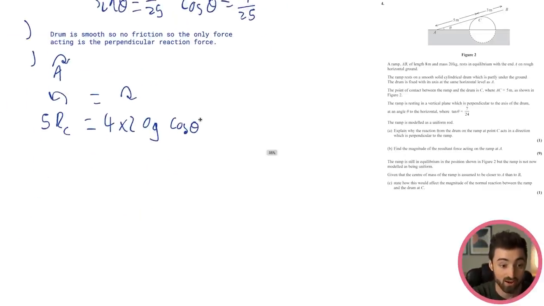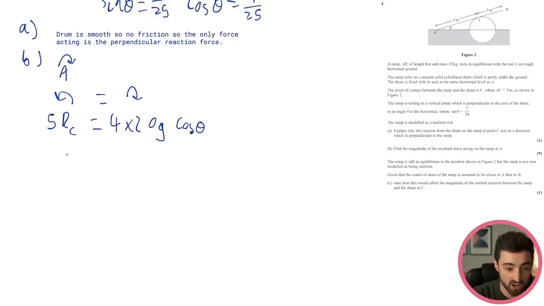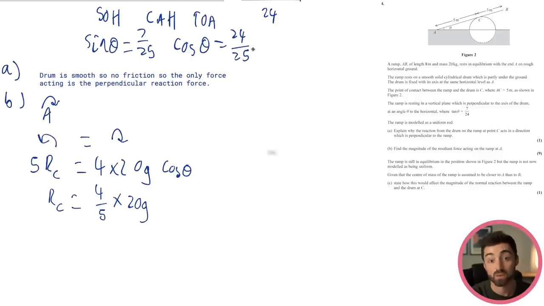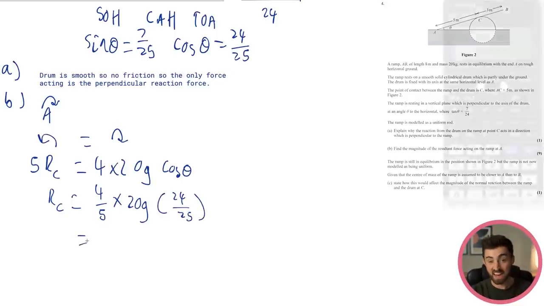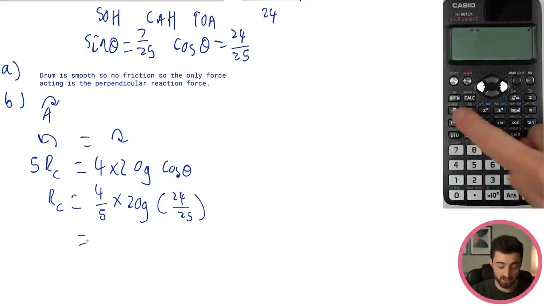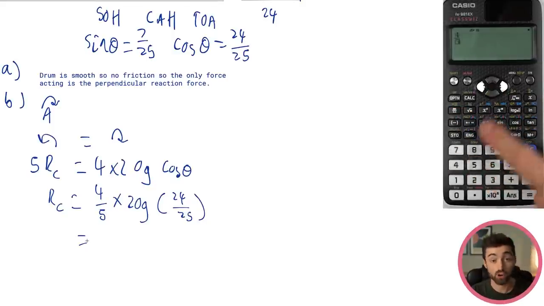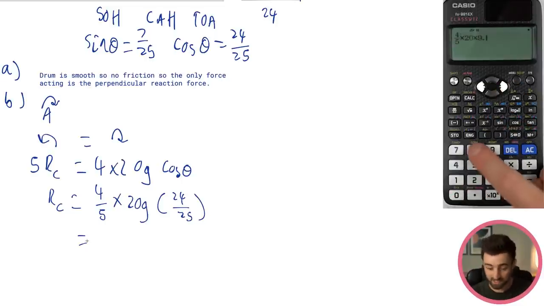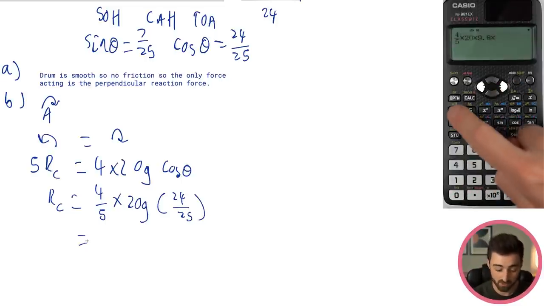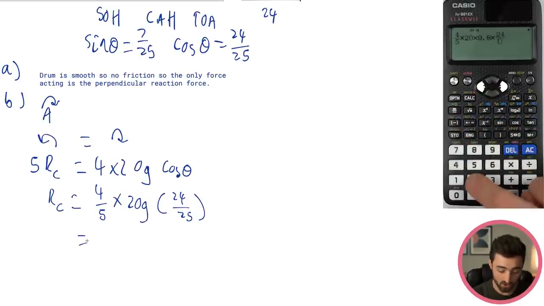So I can actually work out RC here, can't I? Because if I divide by 5, I'll just have 4 over 5, then I'll have this 20G. I also know that cos theta is 24 over 25. So this is just going to be times 24 over 25, and I am more than ready to get this into my calculator. So I'm going to do 4 over 5 times 20 times, now we're told at the front of this question booklet that we need to take G to be 9.8. So exactly what I shall do, times 9.8, times 24 over 25.